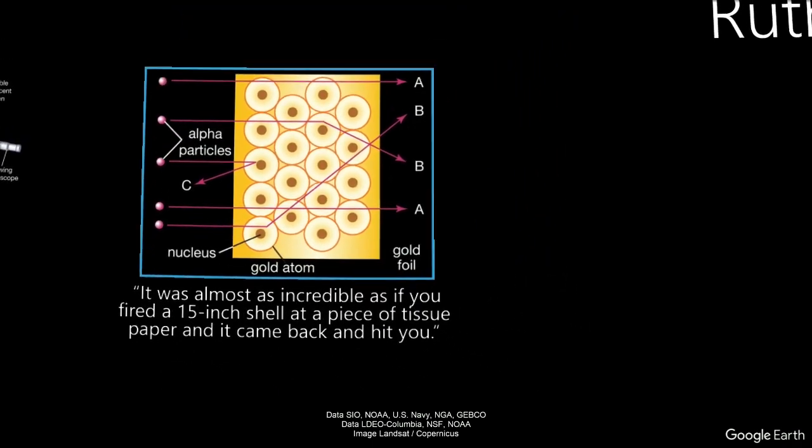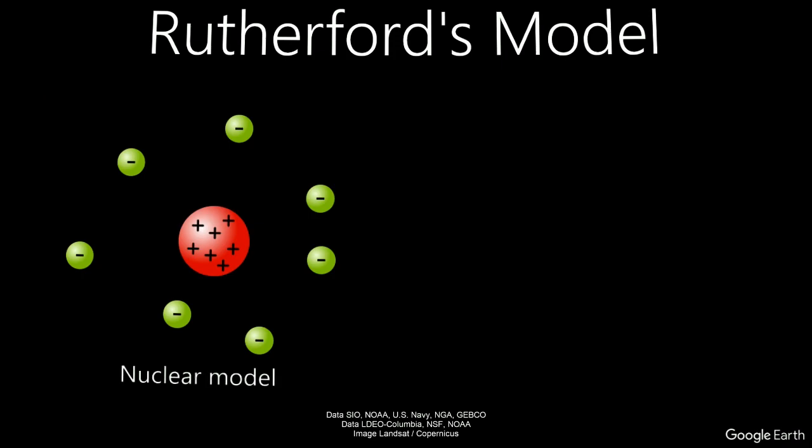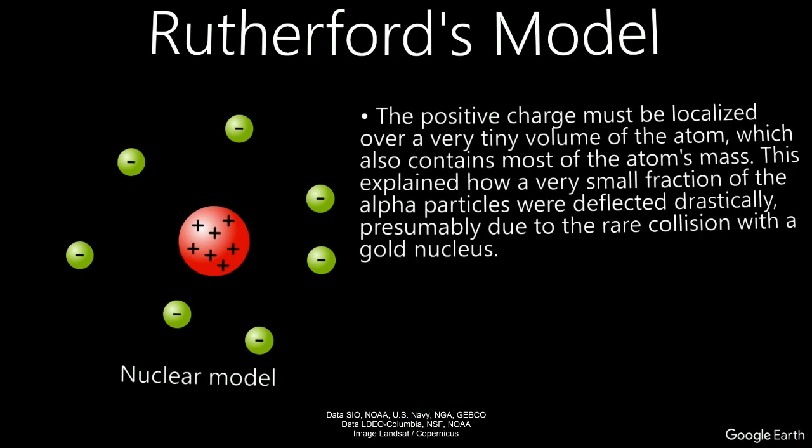Based on his experimental results, Rutherford made the following conclusions about the structure of the atom. 1. The positive charge must be localized over a very small volume of the atom, which also contains most of the atom's mass. This explained how a very small fraction of the alpha particles were deflected drastically, presumably due to the rare collision with the gold nucleus.